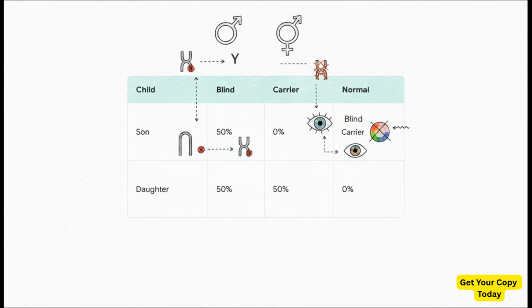For the daughters, well, they automatically get the affected X from their colorblind father, and they have a 50% chance of getting the affected X from their mother. So daughters are 50% colorblind and 50% carriers. Boom. Easy when you break it down.